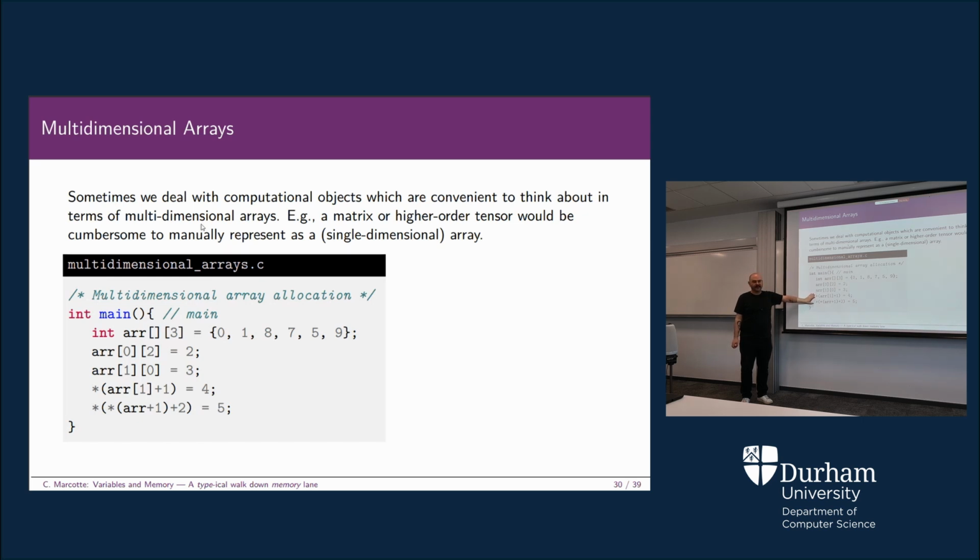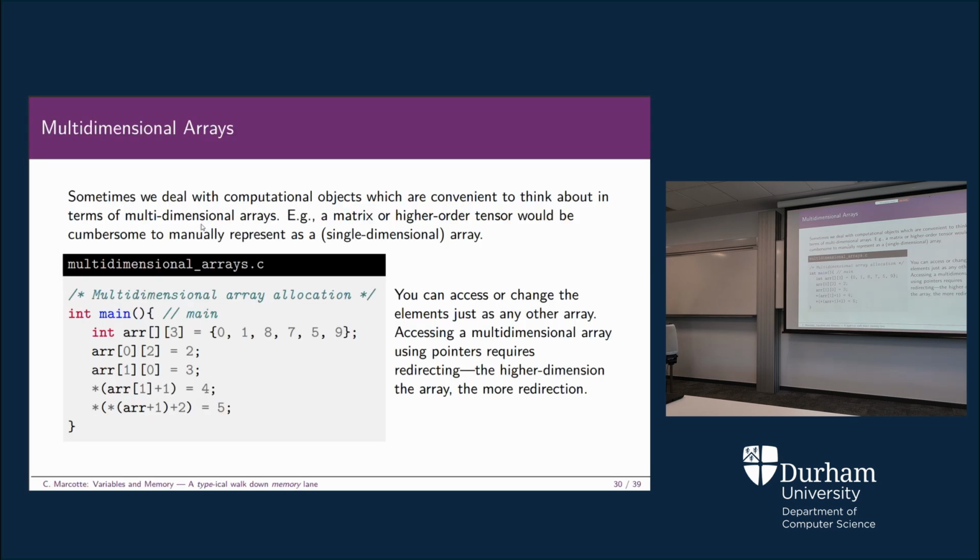And in fact, this is not the worst case for manipulating the pointer. I think I'll give another example where it's even less clear. You can, of course, access or change the elements just as any other array, but accessing a multi-dimensional array using pointers requires redirecting. So the higher the dimension of the array, the more redirection. This can be rather expensive if you're trying to do something with high-performance computing, because you now have to skip through memory in an unusual way.